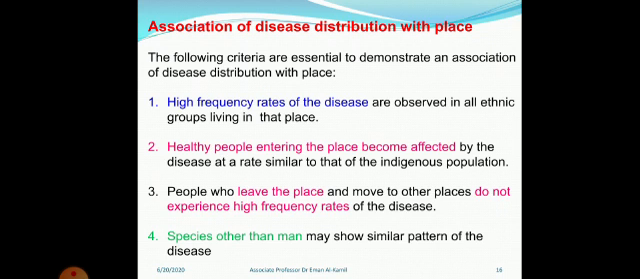Association of disease distribution with the place. Different places have different diseases. The following criteria are essential to demonstrate an association of disease distribution with the place. In order to say that there is an association between place and occurrence of the disease, there are 4 criteria that should be available to have this hypothesis. First, high frequency rates of disease are observed in all ethnic groups living in that place.